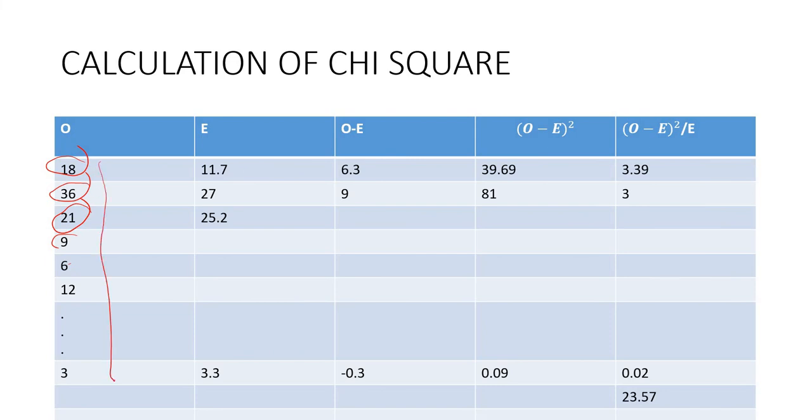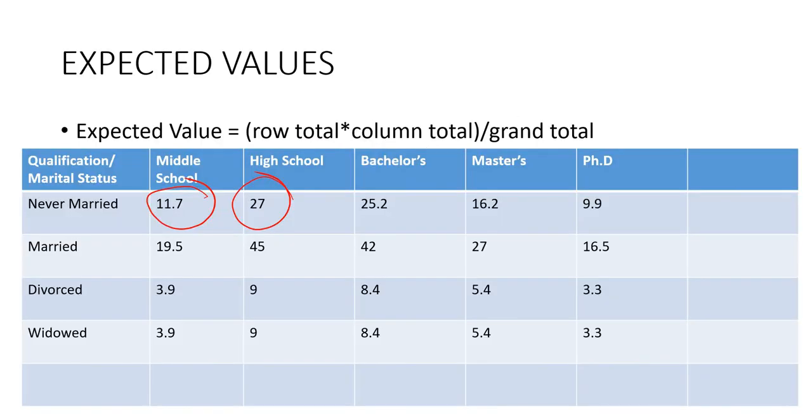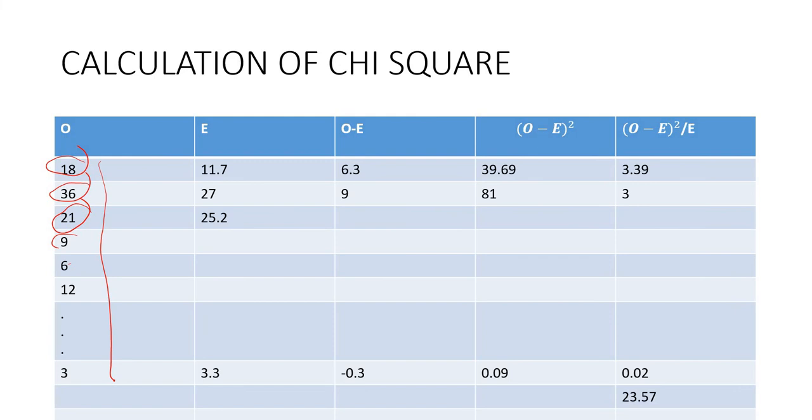The corresponding expected values, we got from the previous table. Here we have all the expected values. The corresponding expected values also we got from this table. So I have written 11.7, 27, 25.2. It will go like this. There are a lot of values, so I have written all these values as well.